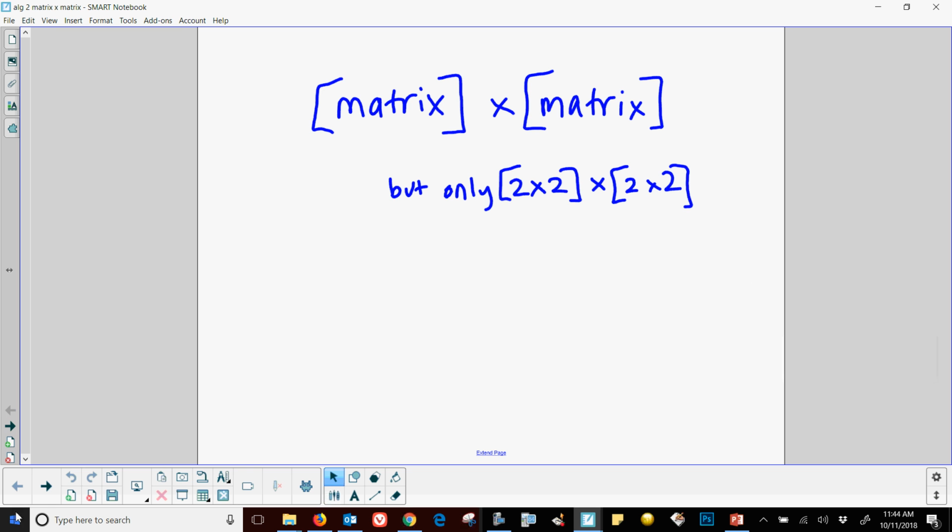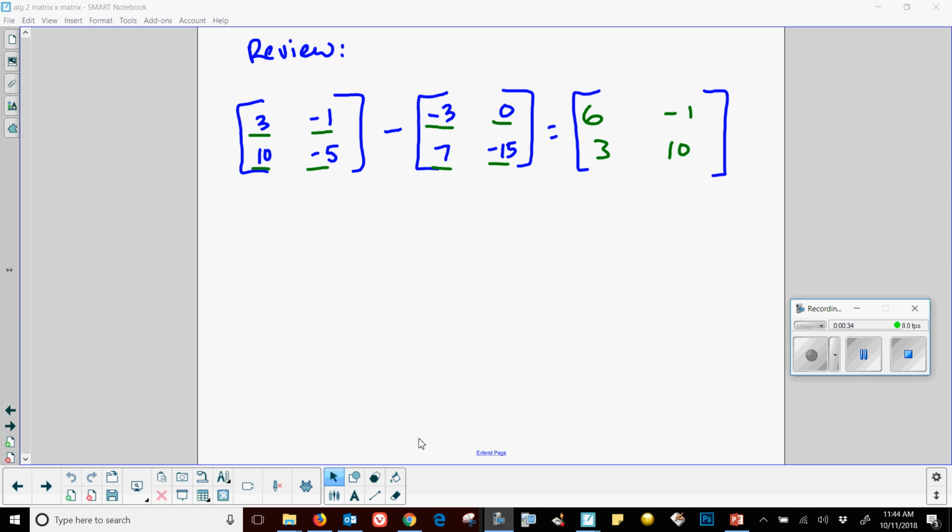So 2 by 2 matrix. I really only had 2 examples. They got it basically after the first one. So let me make sure I'm set up. And I wanted to start with some review on adding and subtracting. So 3 minus negative 3 was 6. Negative 1 minus 0. And that was pretty easy. It was element minus element, and you get it.